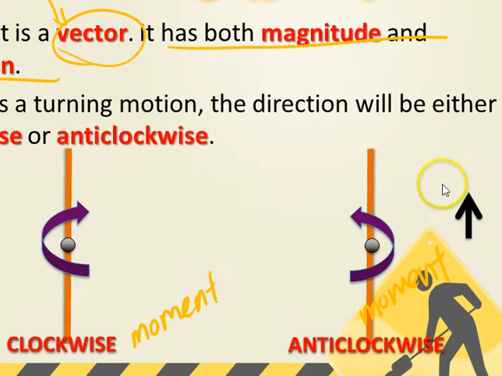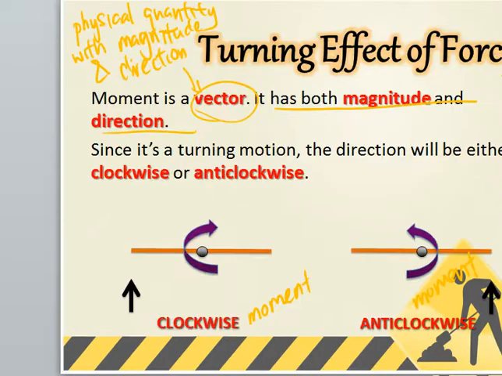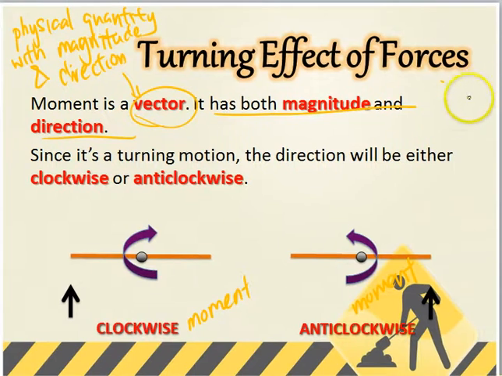Okay, nice animation there. Now take note, moments is a vector, so there are two different directions. We can measure it and then we can talk about direction being clockwise or anti-clockwise. Whenever we talk about moments, we must state the direction that it has, clockwise or anti-clockwise, because it is a turning motion. So just take note of this.